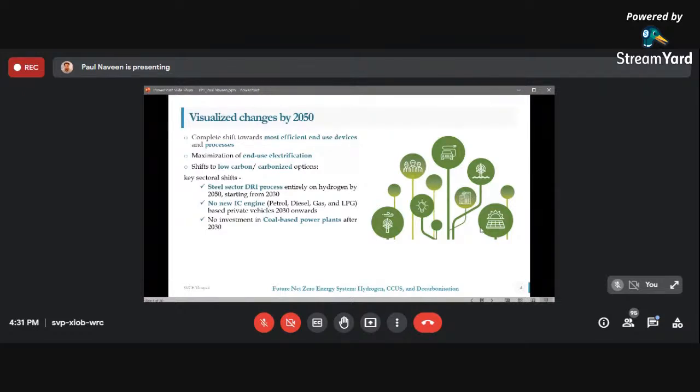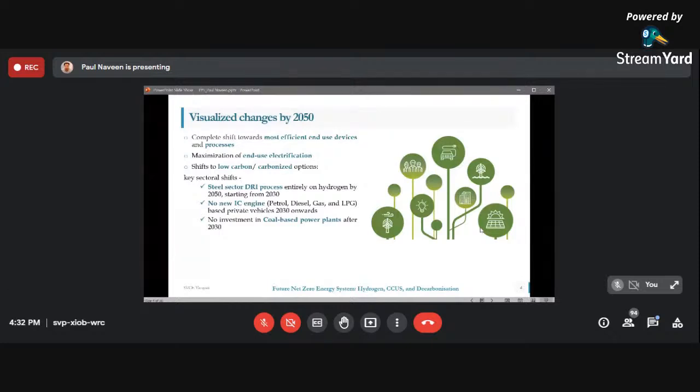So down the line, we can see that technologies are also being upgraded, moving towards low carbonized options, like the steel sector DRI, direct reduced iron, instead of the regular iron that we use. It's also moving towards the hydrogen side, and starting from 2030, the steps are already taking place. A lot of research has been done in this aspect.